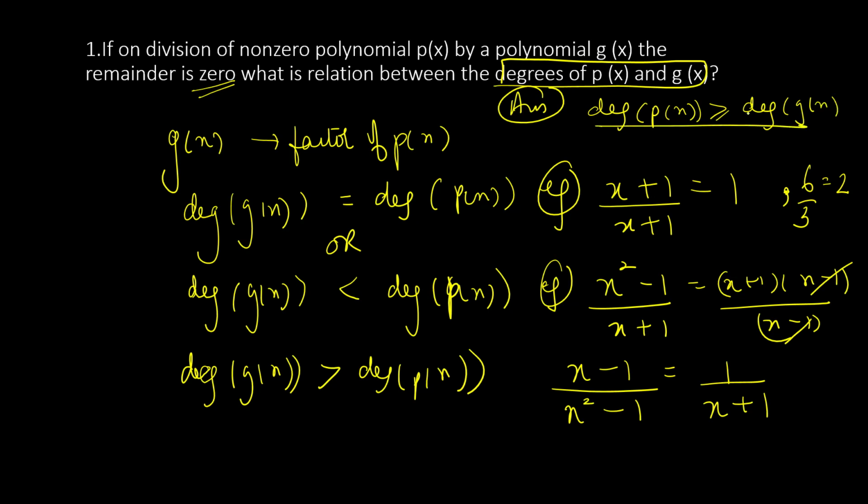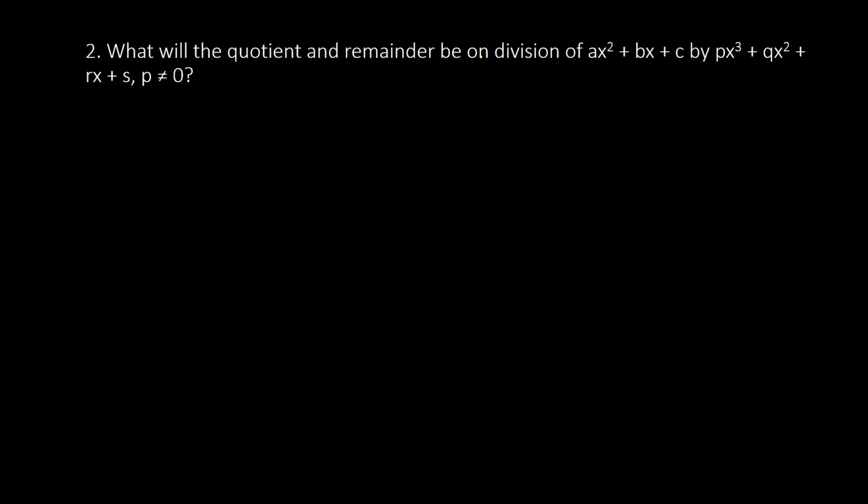Let's go to the second question. What will the quotient and remainder be on division of ax square plus bx plus c by px cube plus qx square plus rx plus s? This is quadratic and you're dividing this by a cubic.